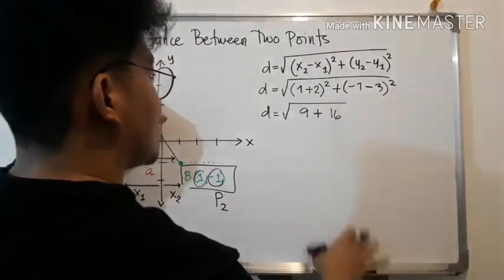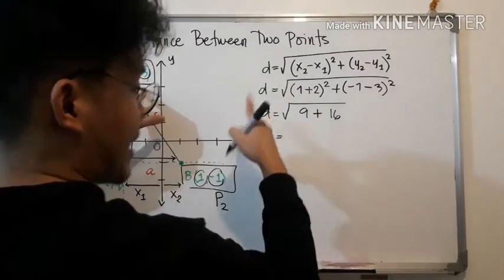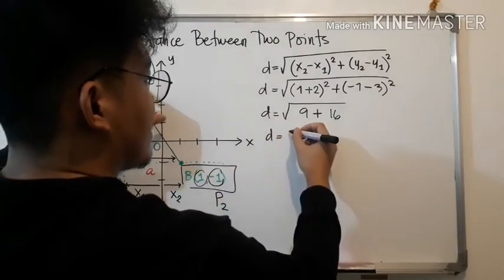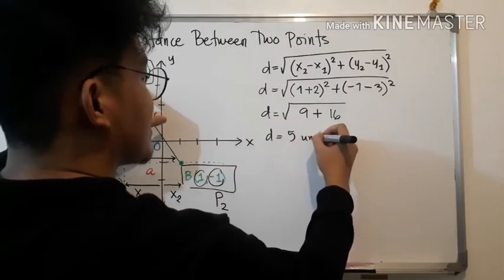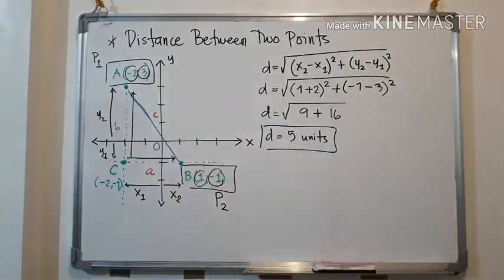Okay, and so d is equal to the square root of 25, the positive square root, since this is distance, so that is 5 units. And we get the same answer with the first method that we use.